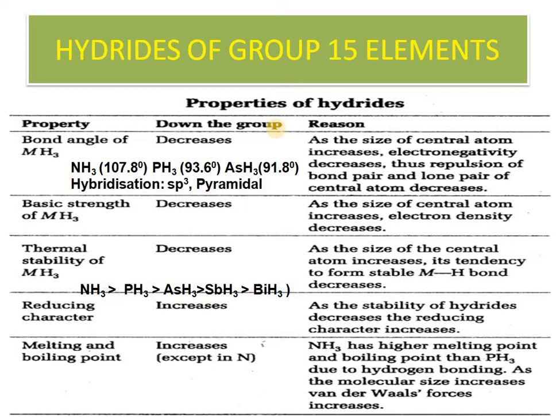Melting point and boiling point we have discussed already. Only there is an abnormal trend for ammonia because of intermolecular hydrogen bonding. Otherwise, down the group the boiling point is increasing.